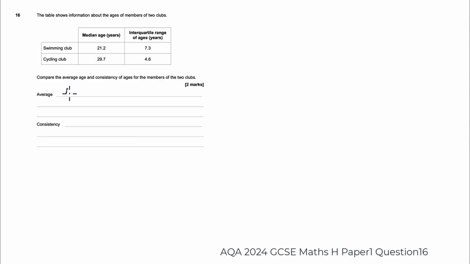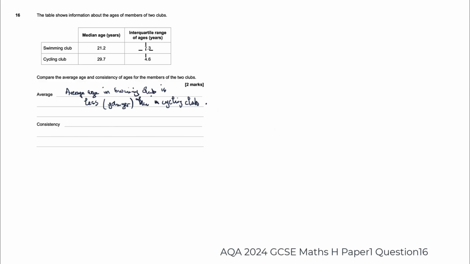So the average age in swimming club is less, or younger, than in the cycling club. So that's a comparison of the two numbers.